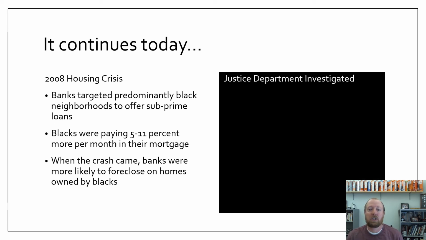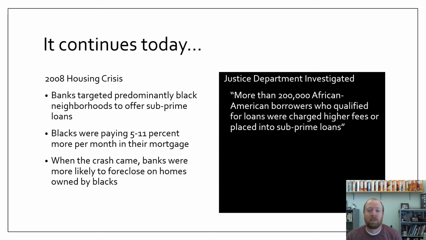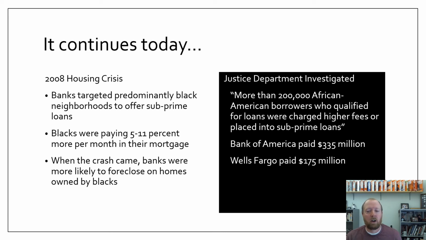It turns out that the Justice Department investigated this, and they found that more than 200,000 African-American borrowers who qualified for loans were charged higher fees or placed into subprime loans. Bank of America settled to pay $335 million. Wells Fargo agreed to pay $175 million. This discrimination against blacks and the ability to buy homes continues today.